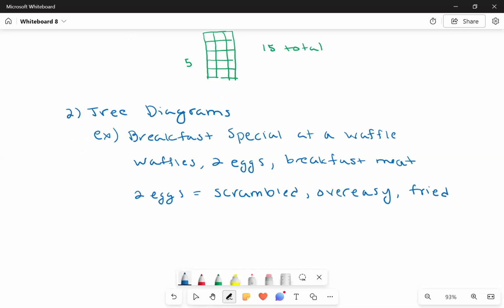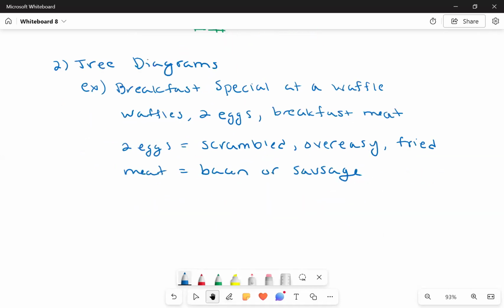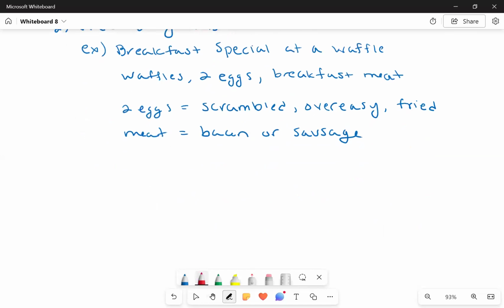For the breakfast meat, let's say we just have 2: bacon or sausage. Again, I'm just trying to simplify it because I'm really bad at these pictures. So here's how we'd form the tree diagram for this. The idea is we start with our first choice that we make with this particular breakfast meal.